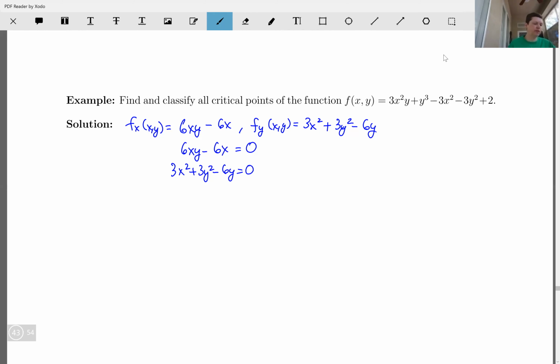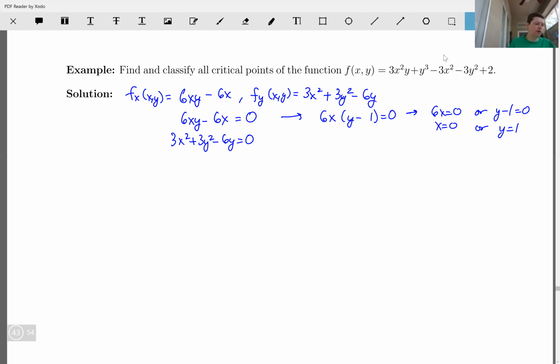Let's look at the first equation. We can factor out a 6x. So this gives me 6x equals 0, or x equals 0, or y minus 1 equals 0, so y is equal to 1. And so we just plug those into the second equation.